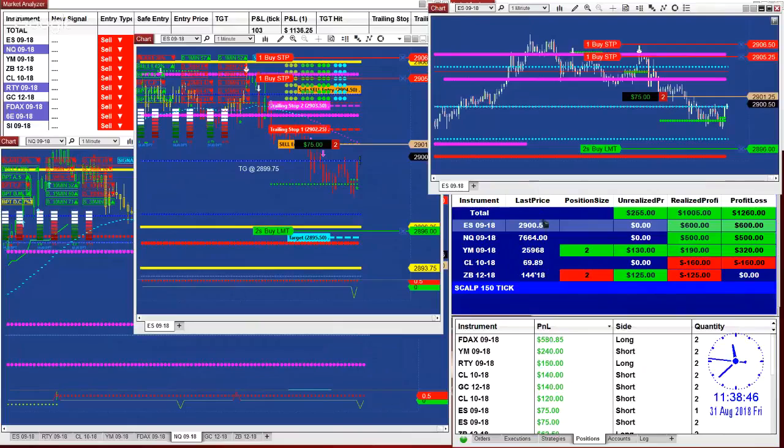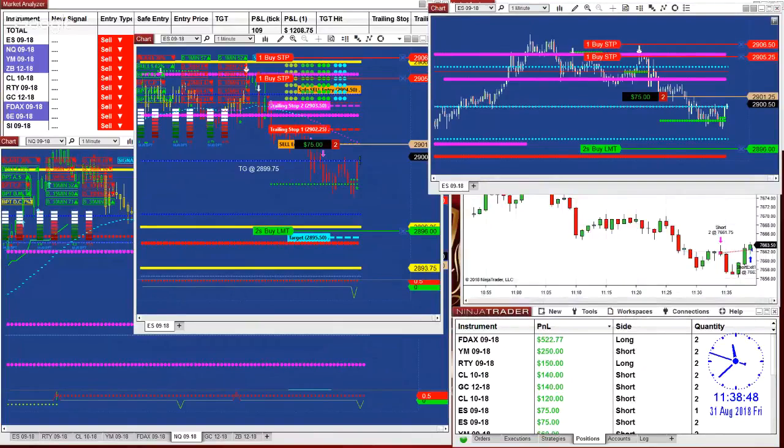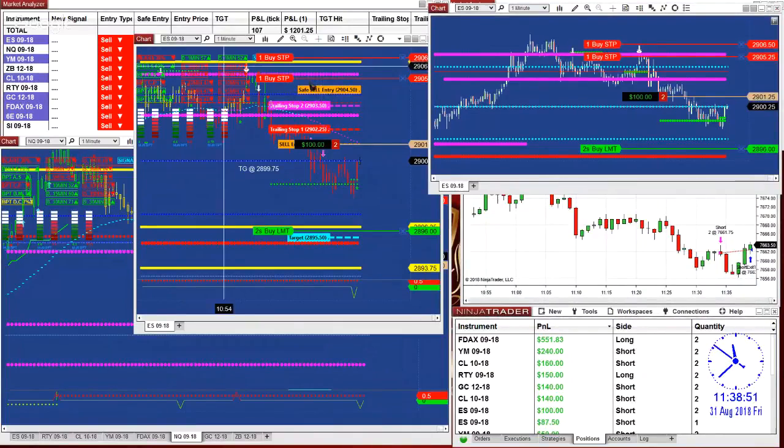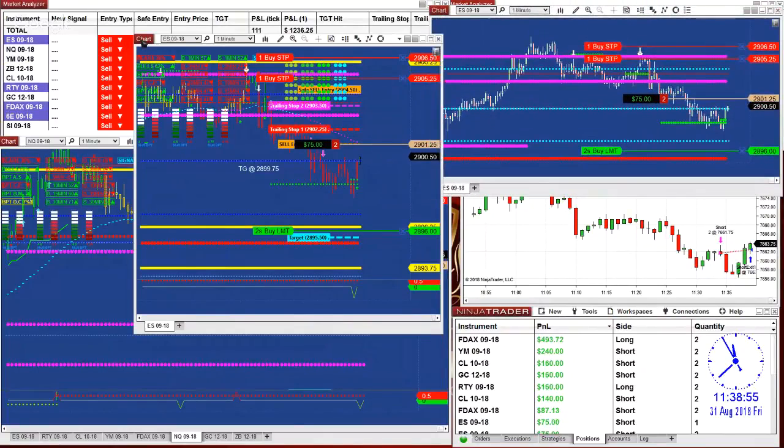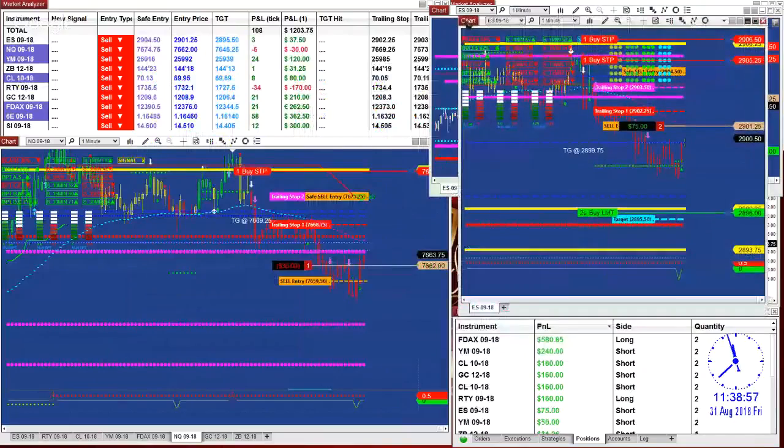So again, this is not bad at all. If you are trying to chase ES, Nasdaq, Dow Jones, they're not a bad idea at all, folks. We need to leave it as is.